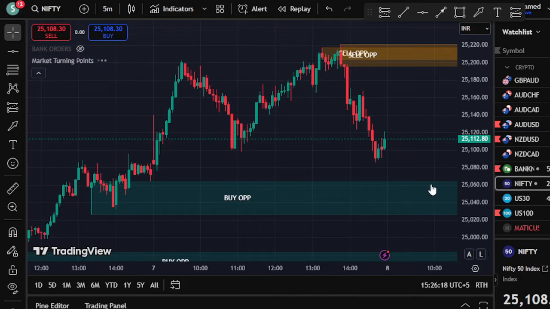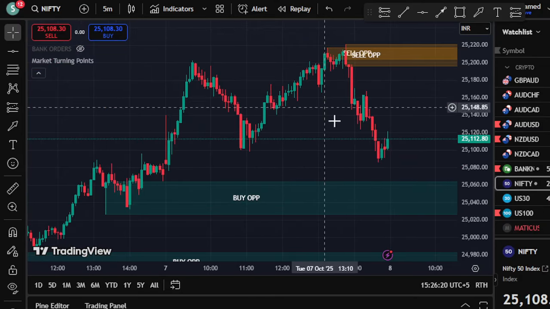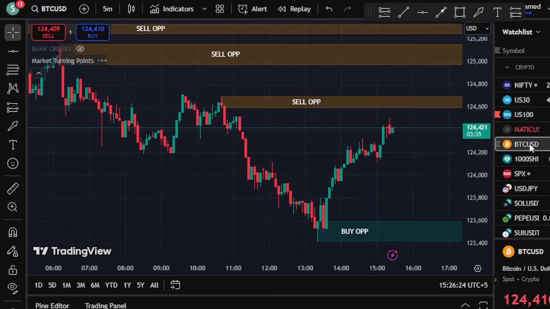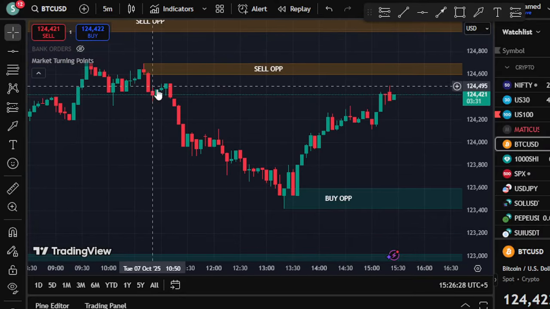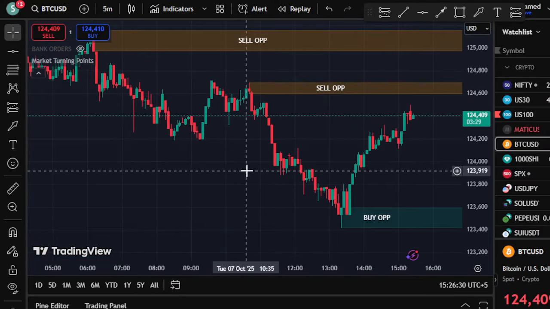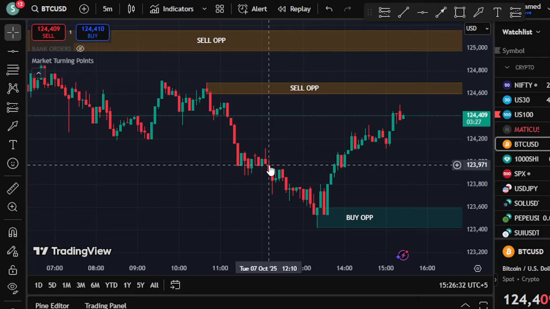And if I show you Nifty, you can see from the selling opportunity, the price is down, and it went up from the buy opportunity. Similarly, when we talk about Bitcoin, Bitcoin went up from the buy opportunity and it was rejected from the selling opportunity. So the Market Turning Points is a very powerful indicator.